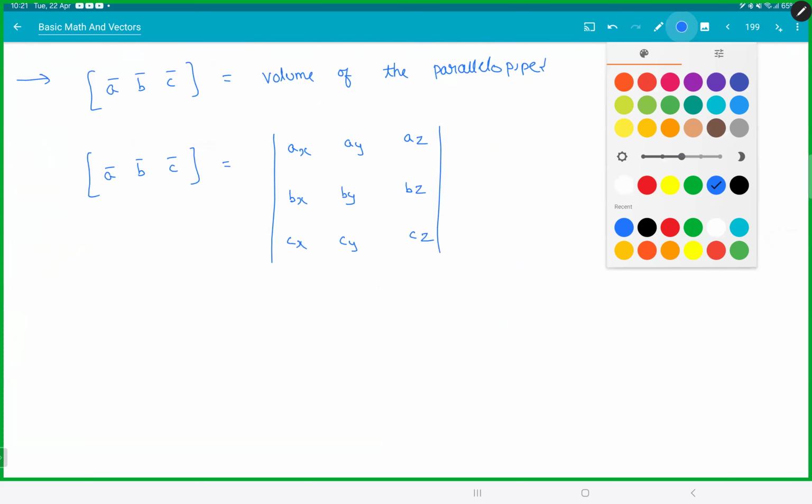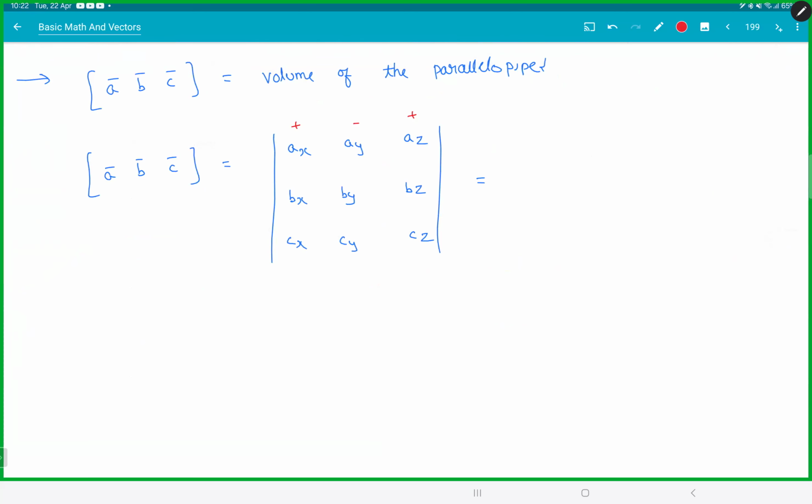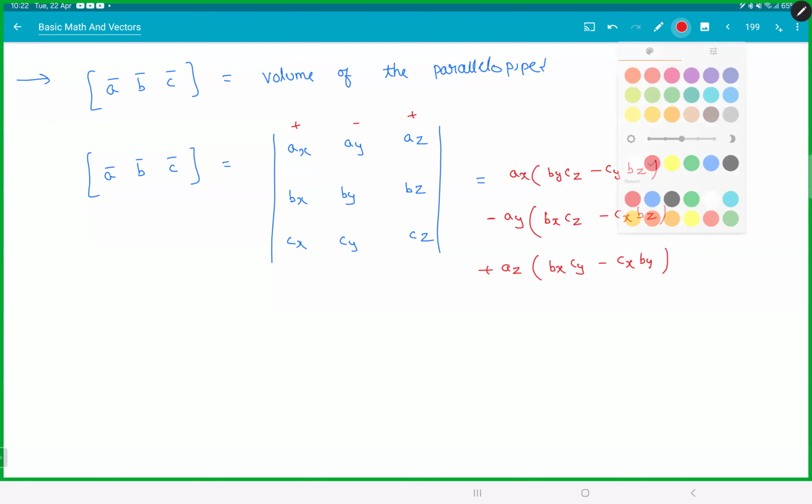And how do we solve this? Same story. We'll put plus, minus, plus. Then this will become AX, then we do this cross product: BY CZ minus CY BZ. Then we do minus AY, so basically you remove these two. In place of I, J, K, put AX, AY and AZ. This will be BX CZ minus CX BZ, plus AZ times BX CY minus CX BY. That's how you get this.